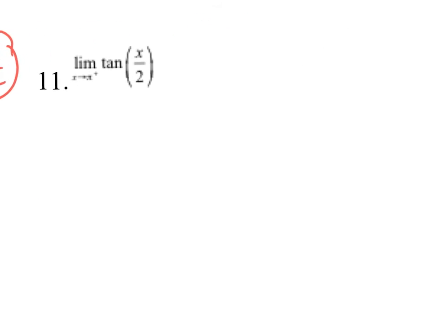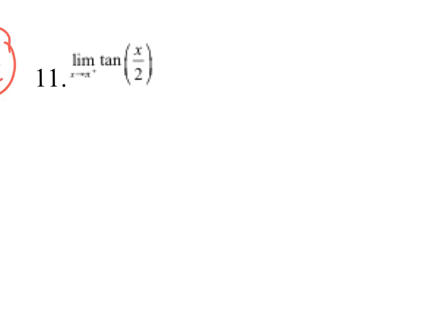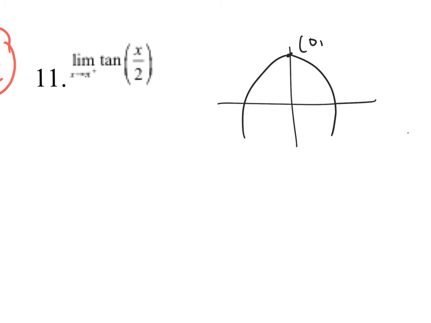All right, let's go ahead and look at this one. The limit as x goes to pi from the right of tangent x over 2. Well, the bad news is this is coming from the right. If I plug it in, I get undefined, because tangent at pi over 2 is undefined. Because here's pi over 2, and it is 0, 1. But remember, tangent is y over x, so that's 1 over 0.